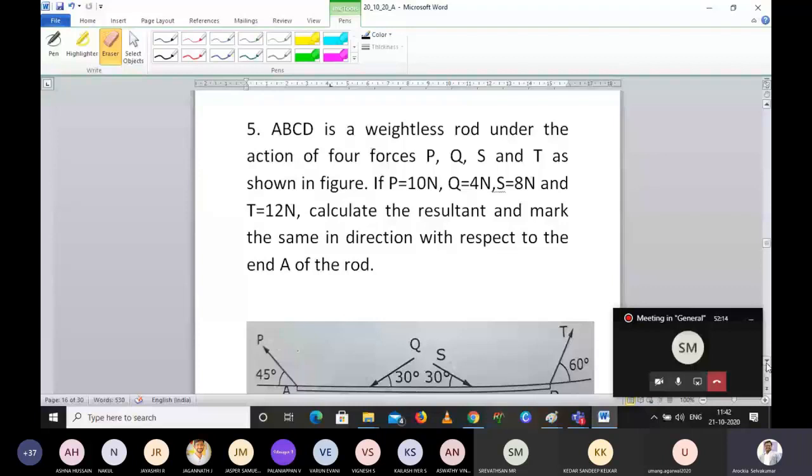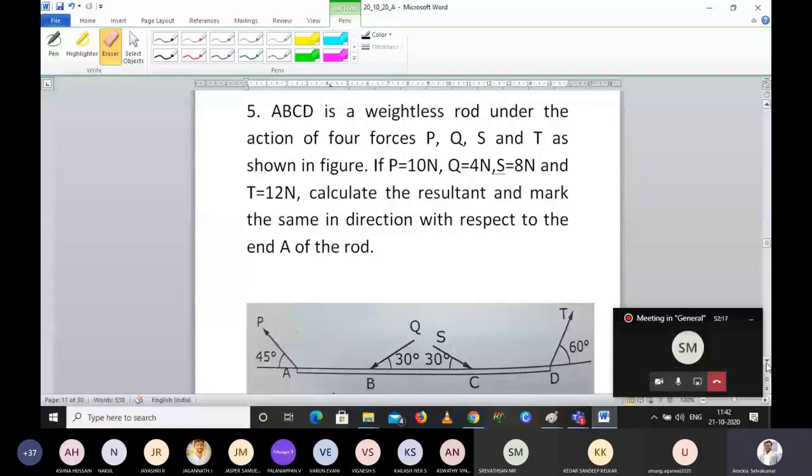ABCD is a weightless rod under the action of 4 forces, P, Q, S, T. So please solve this. What is the difference between the previous problem and this problem? Any idea? It has an angle. Forces are acting at an angle. Very good. Second one: not parallel forces. There will be horizontal and vertical forces. Very good.